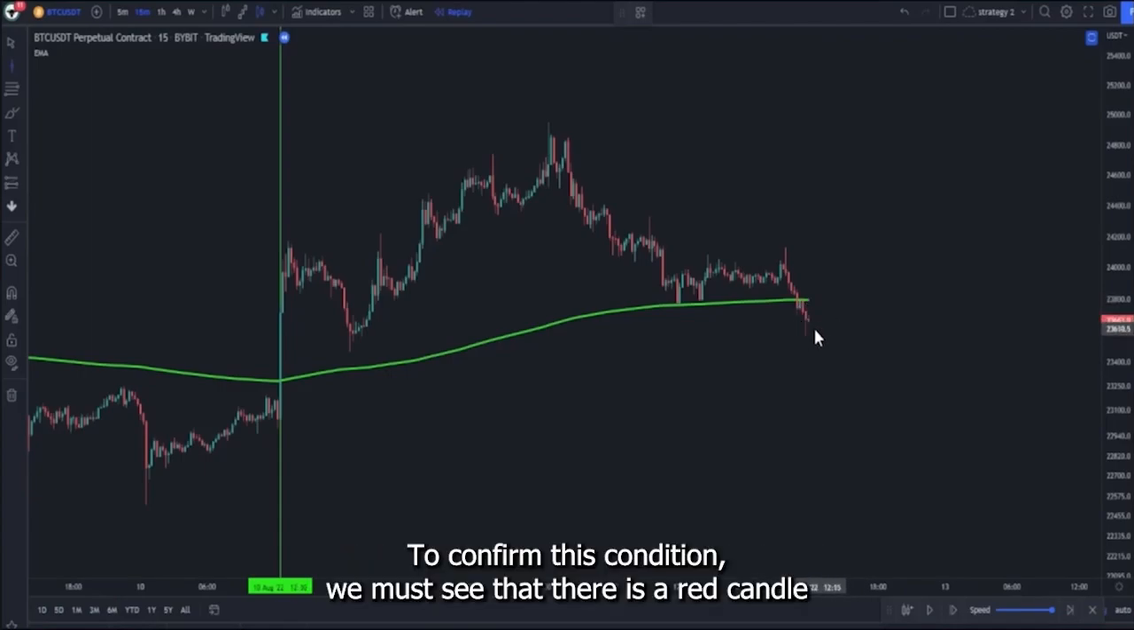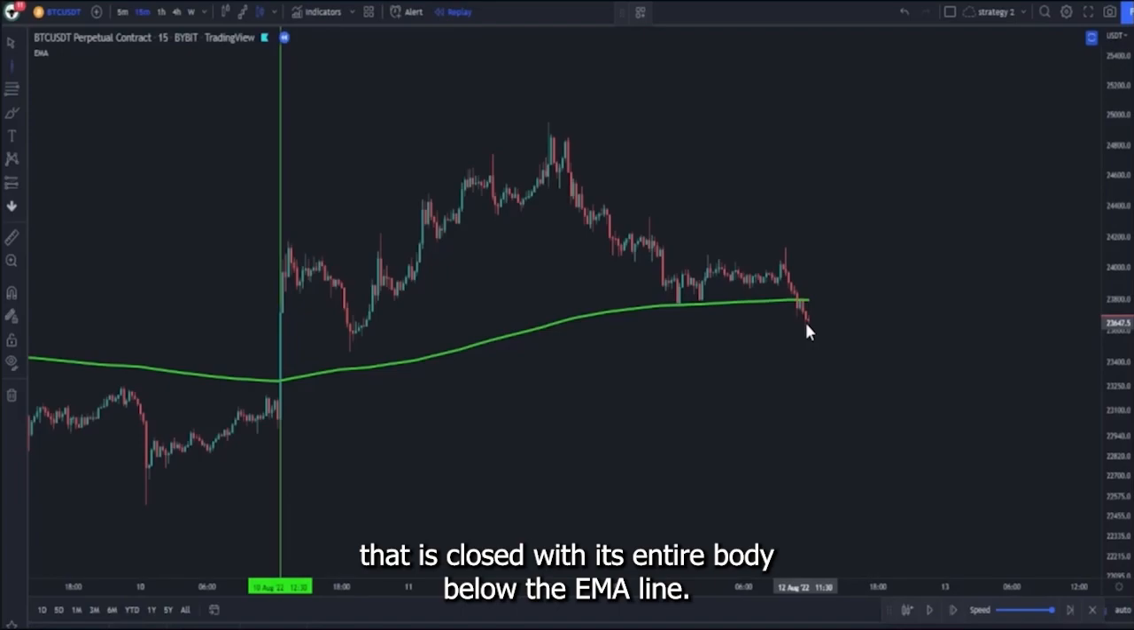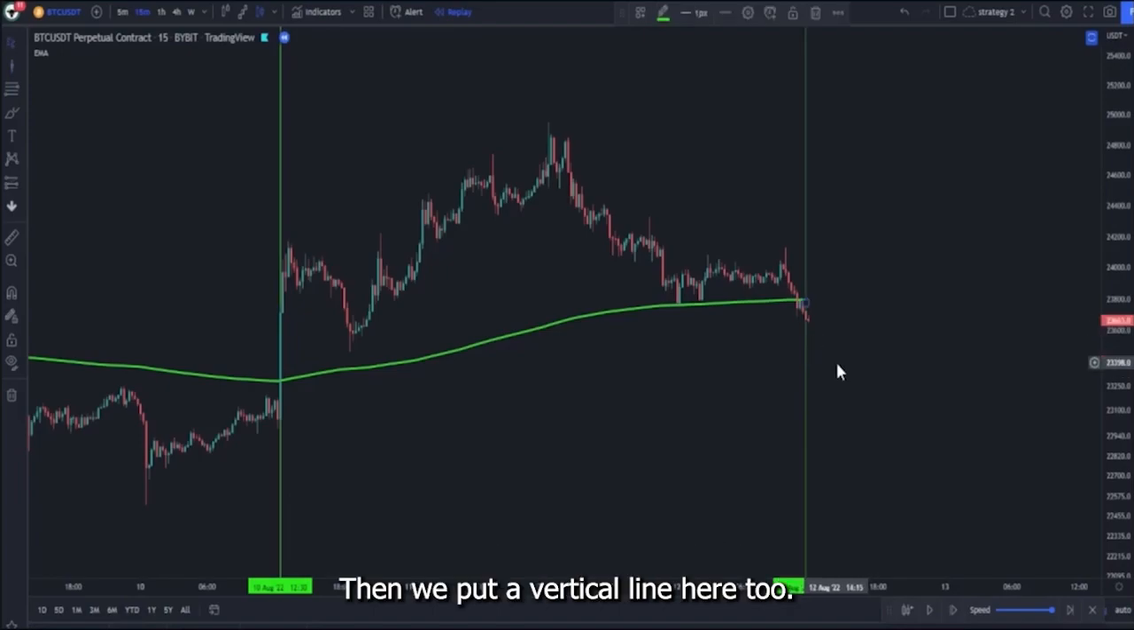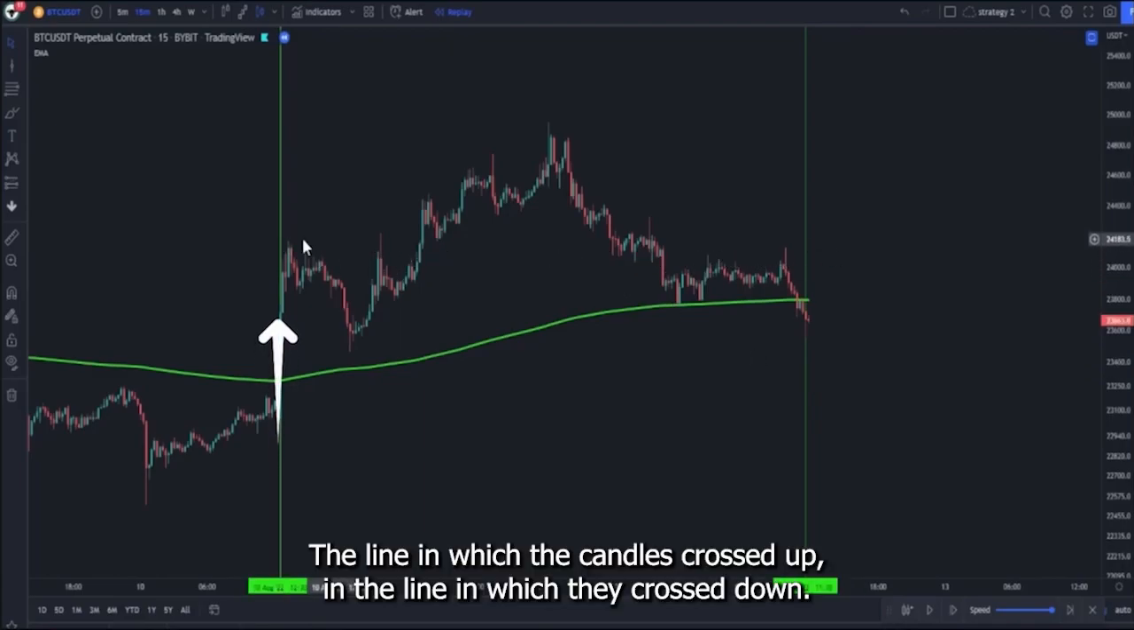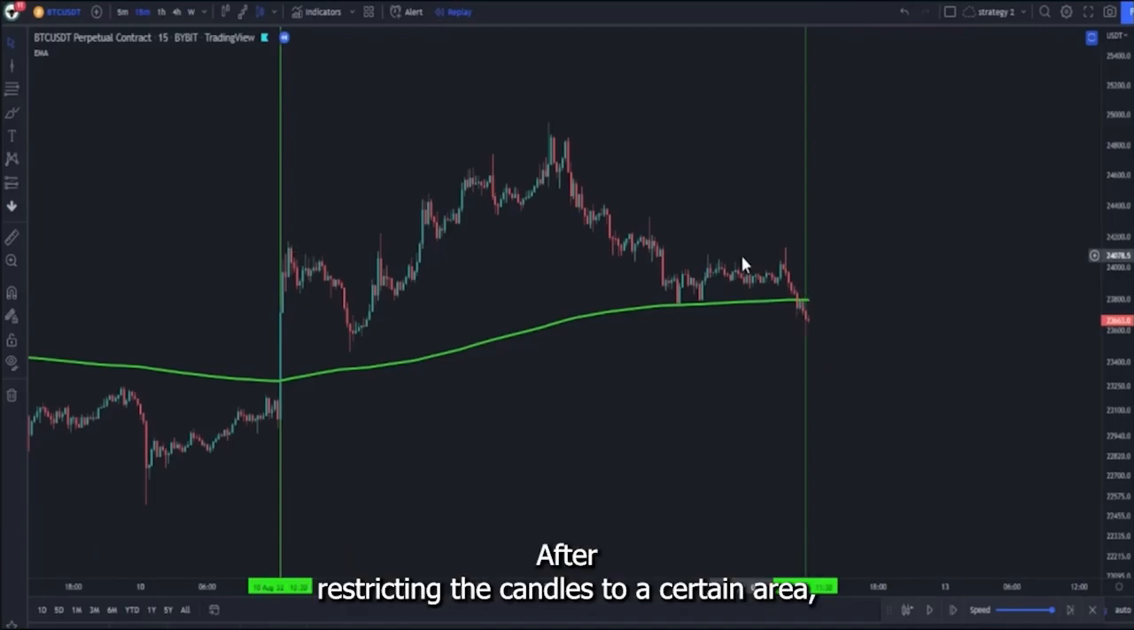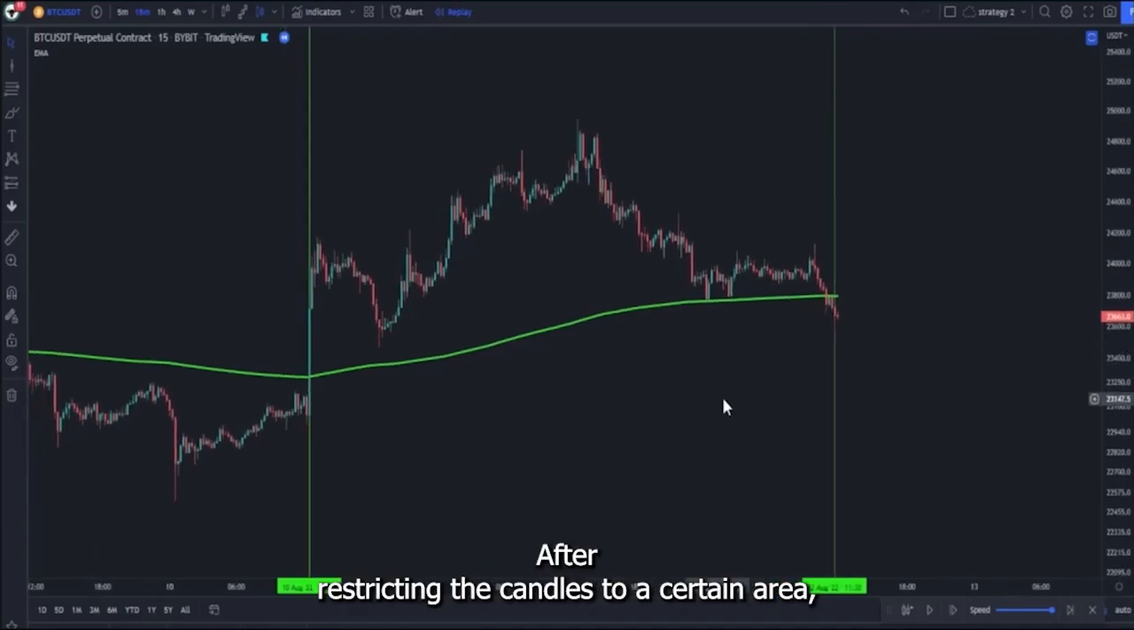To confirm this condition, we must see that there is a red candle that is closed with its entire body below the EMA line. Then we put a vertical line here too. In this way, we have trapped the candles between two lines: the line in which the candles crossed up and the line in which they crossed down. After restricting the candles to a certain area, we determine the highest top. And I think that's very easy. This top here will be the highest one.